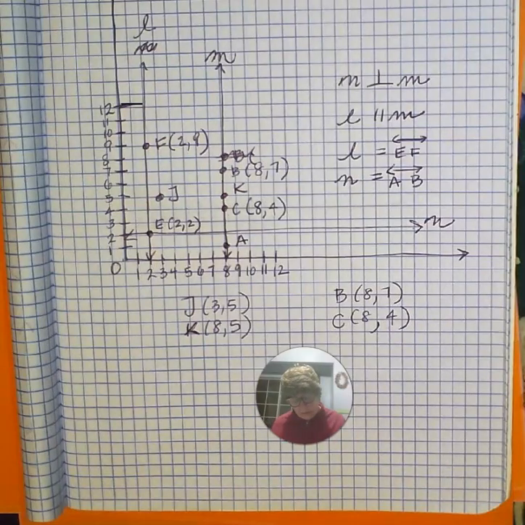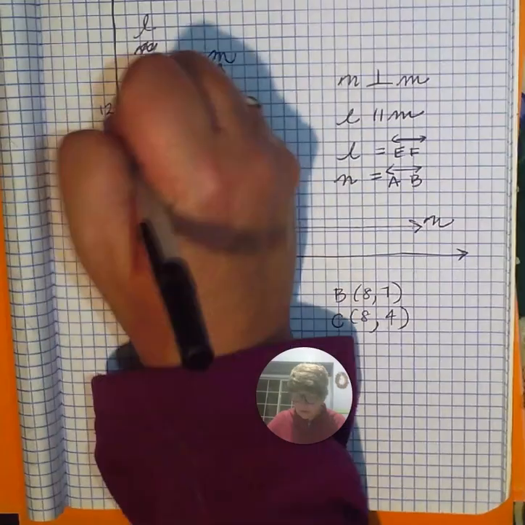What is the distance between line L and the y-axis? 2 units, we said. Let's put a 2 there.